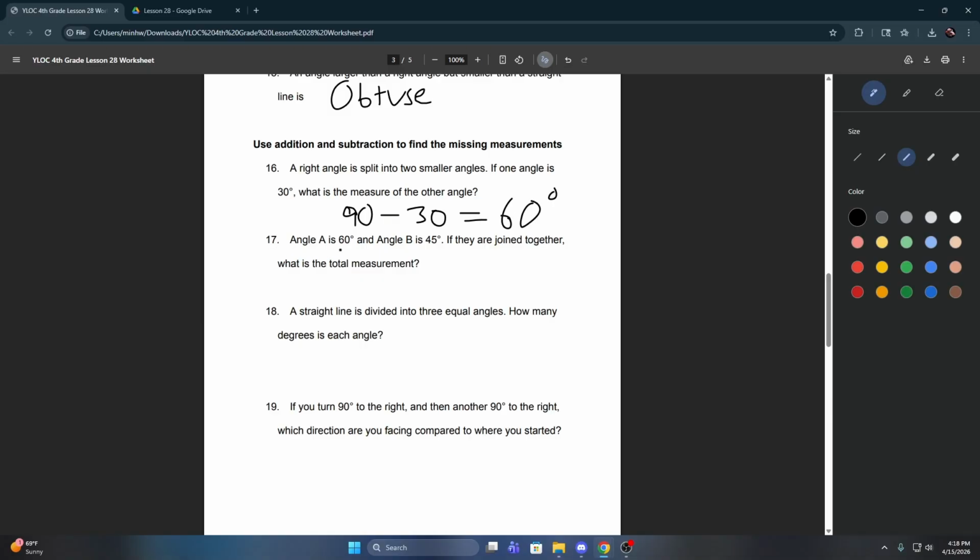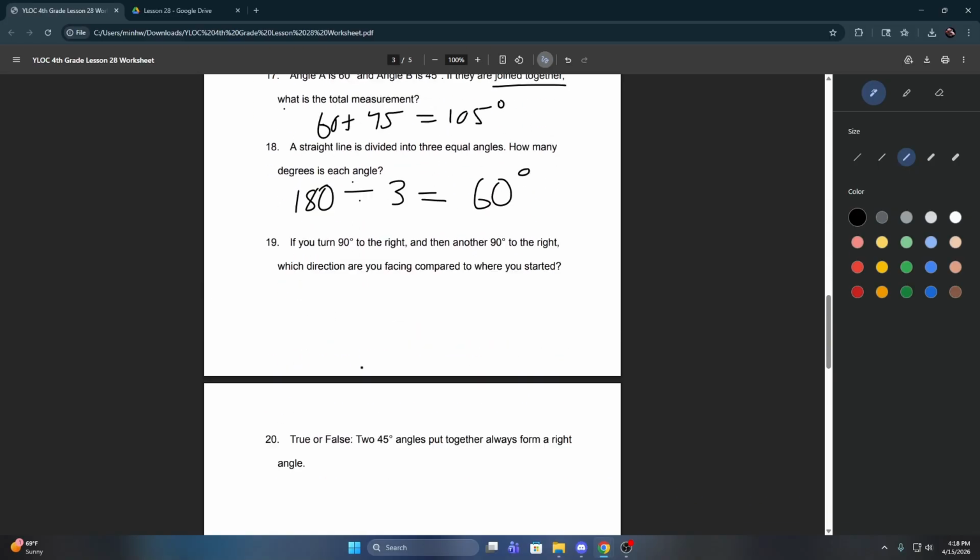Next, angle A is 60 degrees and angle B is 45 degrees. If they are joined together, what is the total measurement? Keyword here is joined together, so that'll be 60 plus 45, and if you do the math on that, it's 105 degrees. A straight line is divided into three equal angles. How many degrees is each angle? So again, a straight angle, 180 degrees, divided into 3, right? It tells us right in the words, and that will give you 60 degrees.